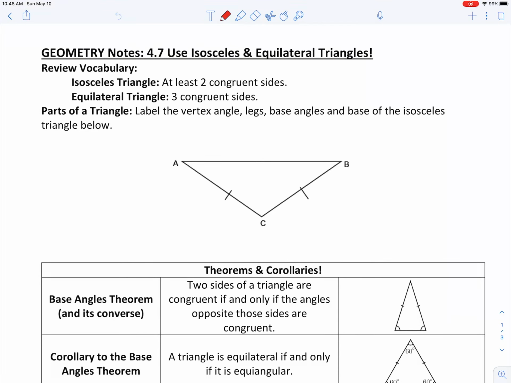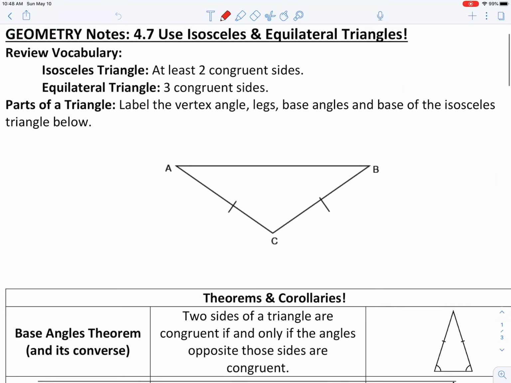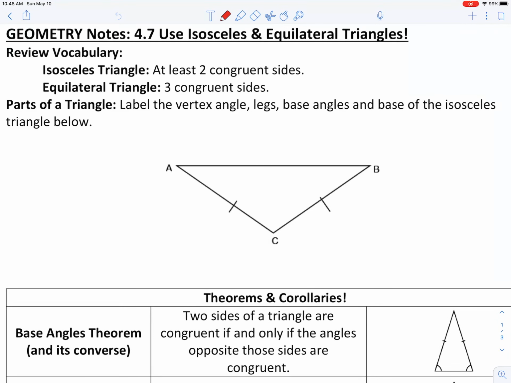Hello class, today we're going to learn lesson 4.7, which is about using isosceles and equilateral triangles. So just to review, we have talked about isosceles triangles before. They are a triangle with at least two sides congruent. They could have three sides, but it's at least two sides. And an equilateral triangle is where all three sides are congruent, or the same.